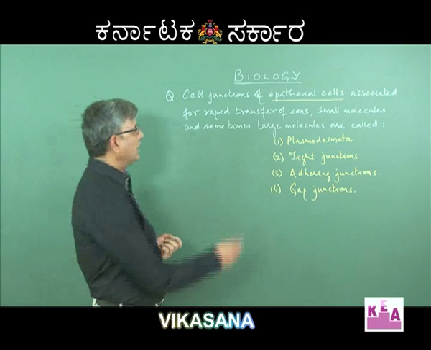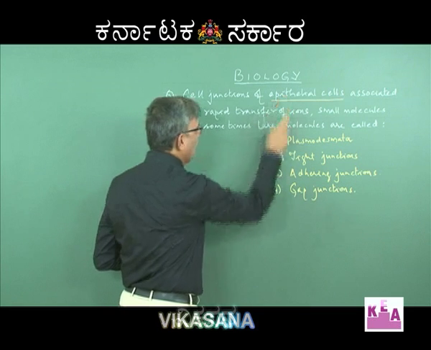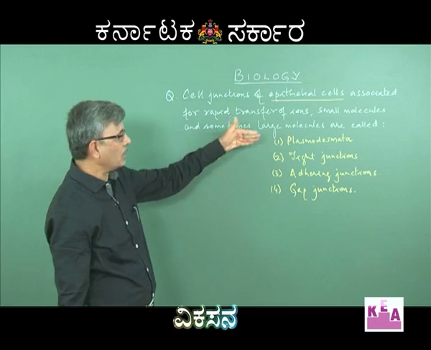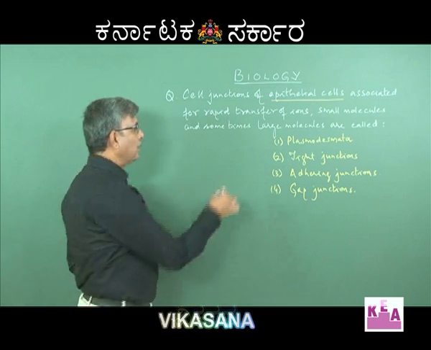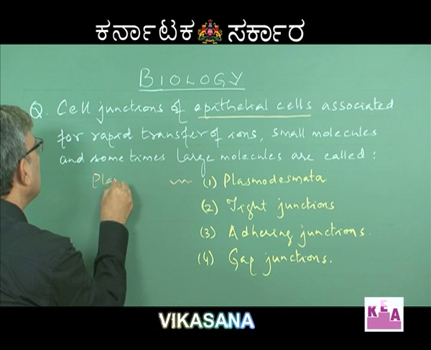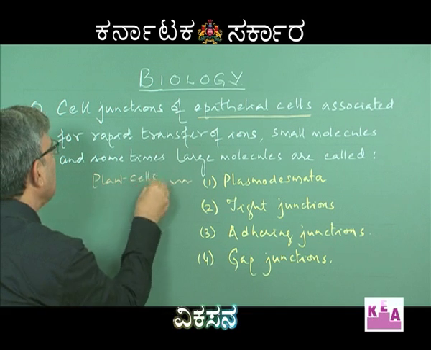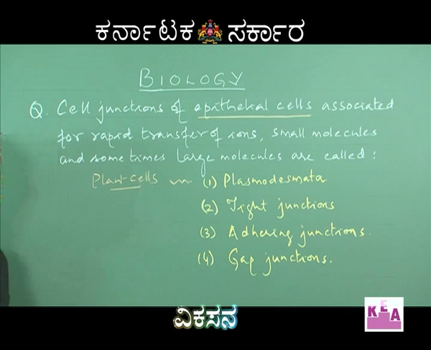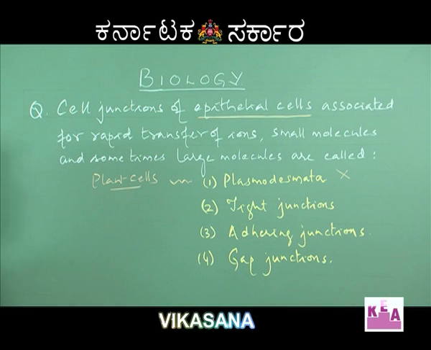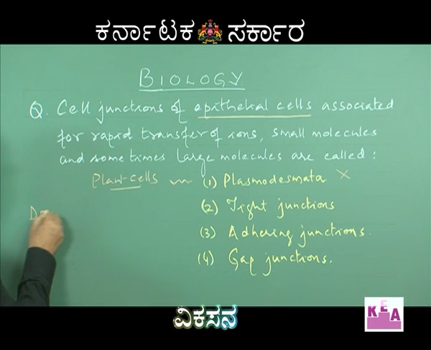So, here we are talking about cell junctions related to epithelial cells. When you look into the first option, plasmodesmata, plasmodesmata are the cell junctions found in plant cells. Example, meristem. So, thereby the option 1 can't be an answer. When you talk about epithelial cells, the cell junctions in epithelial cells are called desmosomes.